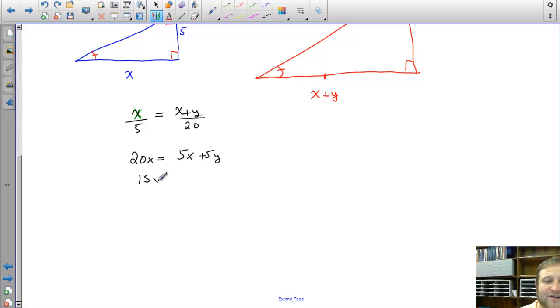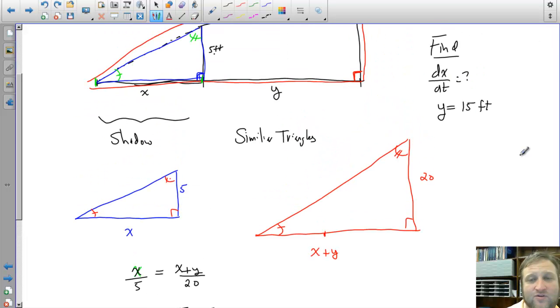Subtracting 5x on both sides, we'll get 15x is equal to 5y. Dividing both sides by 5, we get 3x is equal to y. So that is going to be the relationship between the lengths and the height of these similar triangles.